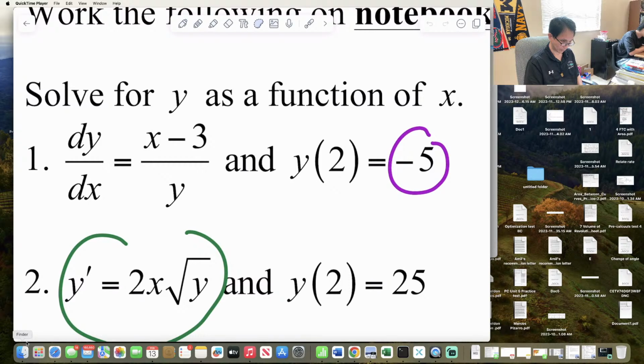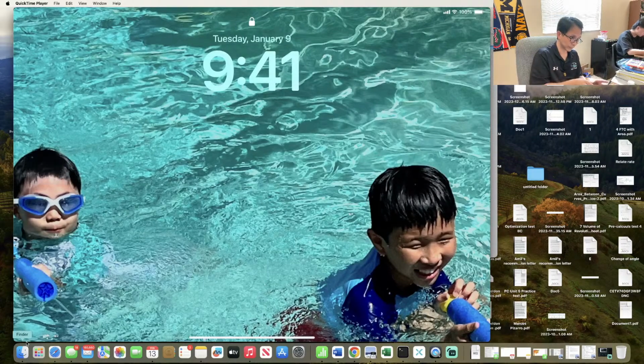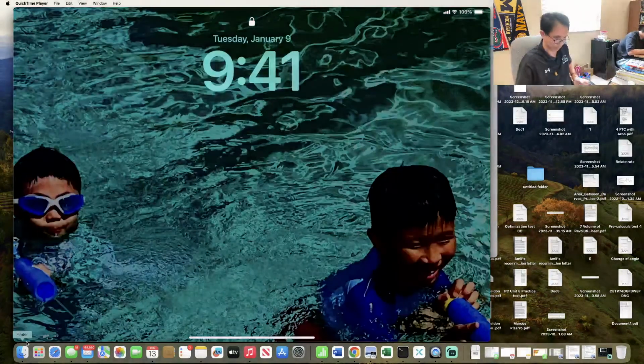Y squared equals x squared over 4 minus 3 over 2. Y equals negative 5. So for here, 1 minus 3 equals negative 2. That doesn't work. Hold on. What am I doing wrong?